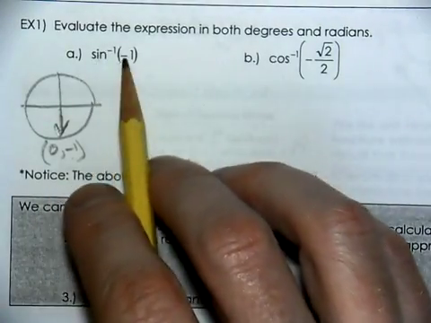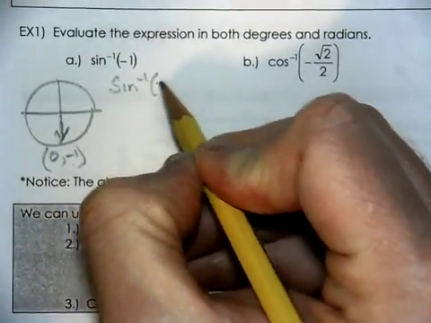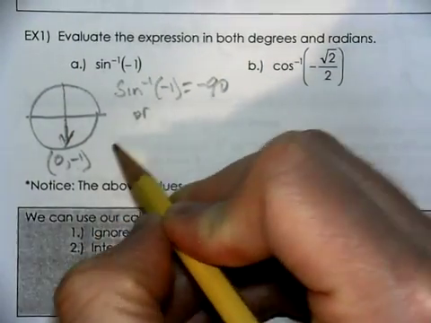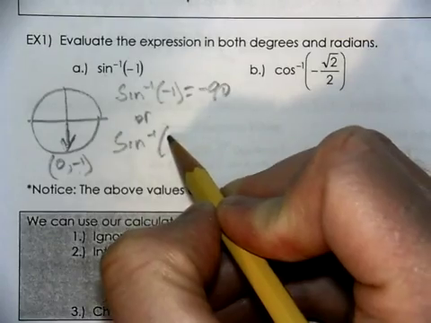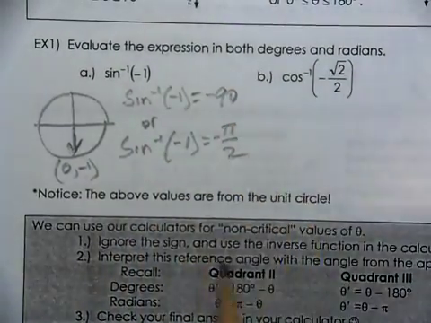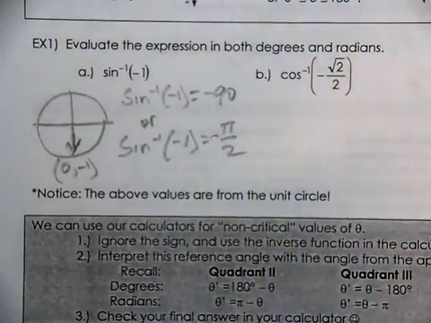So sine inverse of -1 equals -90 degrees, or you could call it sine inverse of -1 equals negative pi over 2. That would be your radian, that would be your degree.